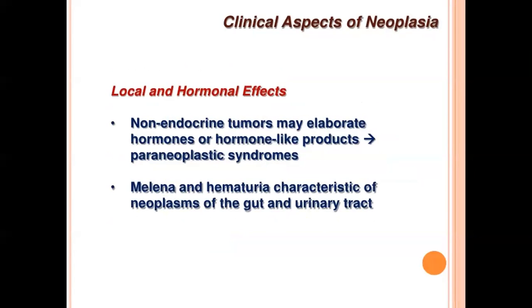The non-endocrine tumors may elaborate hormones or hormone-like products, which are called paraneoplastic syndromes. Melena and hematuria are characteristic of neoplasia in the gut and urinary tract. That means any neoplasm in the gut system will have melena, and in the urinary tract, hematuria, the same symptom.